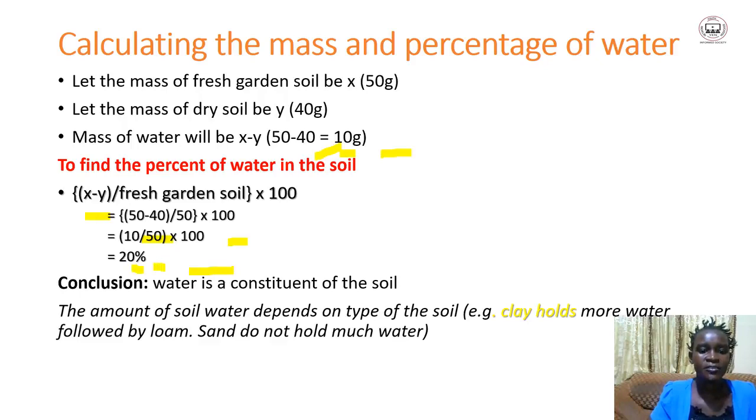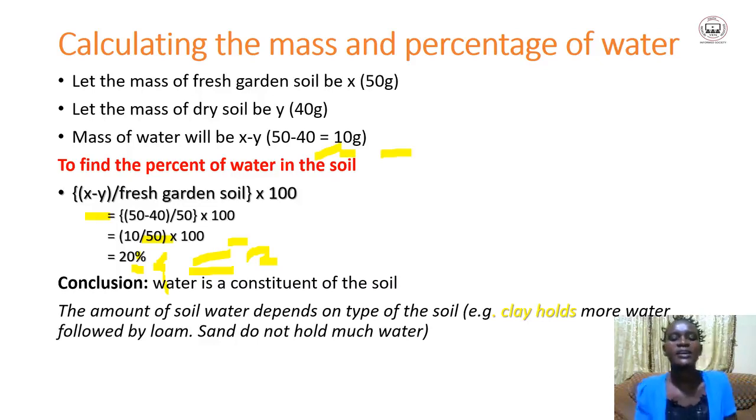If we cancel 50, we get 1 over 5, and 1 over 5 times 100 gives us 20. So it means in our case the percentage of water in the soil is 20%.